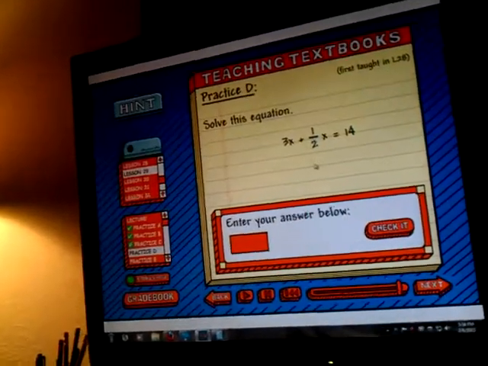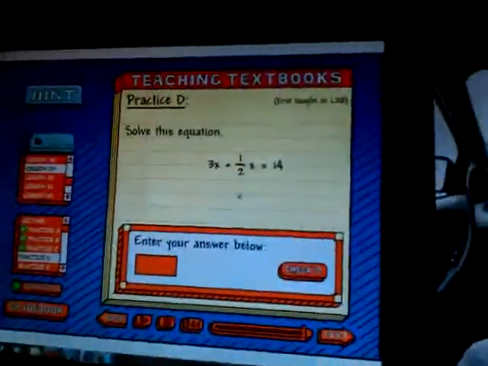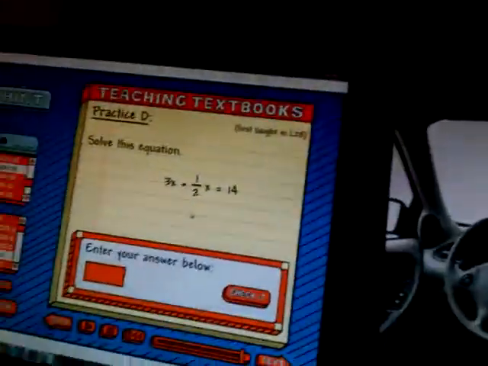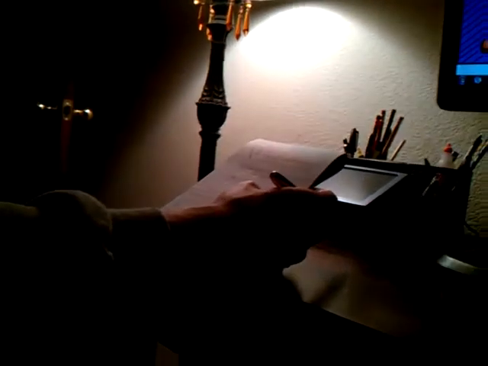Alright, let's do this. So it's 3x plus 1/2 x. We'd have to simplify it. We need to figure out what 3 plus 1/2 is. So that's basically like 3 over 1 plus 1 over 2. We need to have the same denominator here, right? So we need to think of 3 in terms of how many halves are in 3.